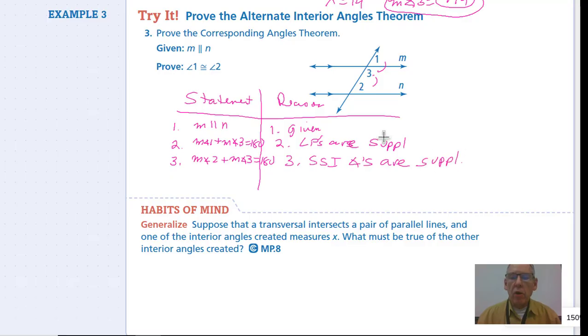The full statement is, if parallel lines are cut by a transversal, then same side interior angles are supplementary. We got 180 equal to 180. We can set these equal to each other by the transitive property, since both are equal to 180, and end up with measure angle 1 plus measure angle 3 equals measure angle 2 plus measure angle 3, and that would be transitive property.